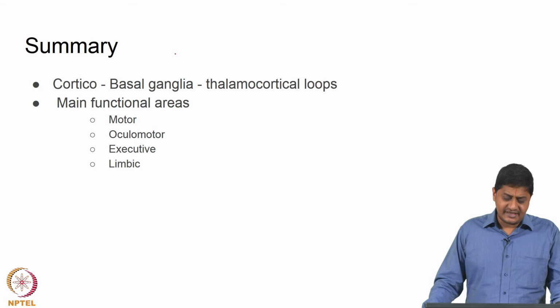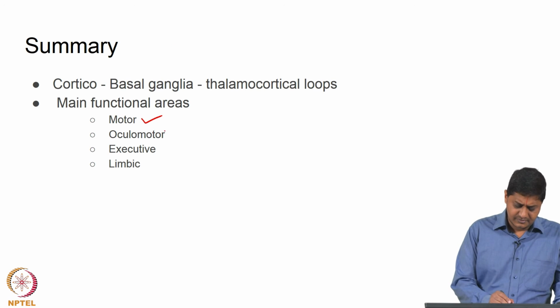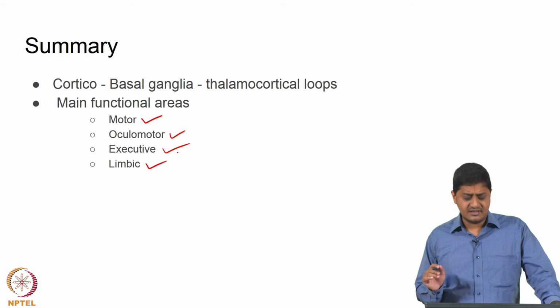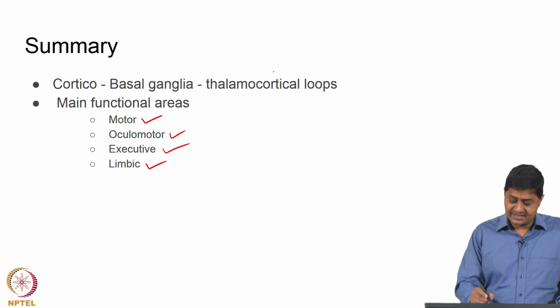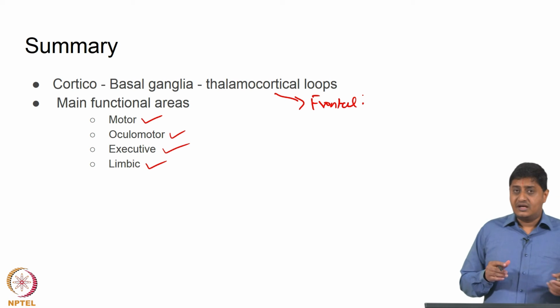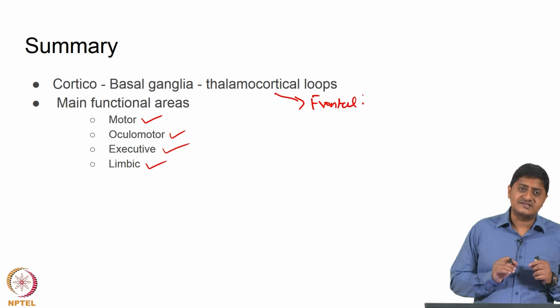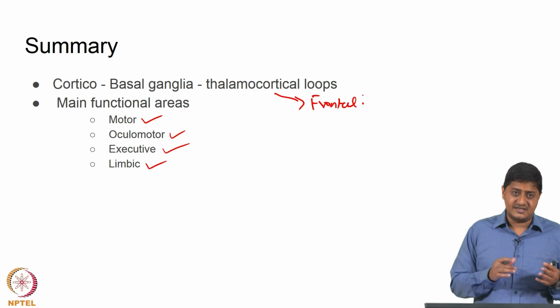The loops involving basal ganglia are essentially cortico, basal ganglia, thalamocortical loops, and there are 4 functional areas: motor or skeletomotor areas, oculomotor areas, executive or association, and limbic or emotional. An important point to note is that regardless of which part of the cortex the input to the basal ganglia comes from, the output of the basal ganglia always goes to the frontal cortex. Important to note that the basal ganglia or the striatum receives inputs from almost the entire cortex except the primary visual and primary auditory cortex, but the basal ganglia output is almost always restricted to the frontal areas in the cortex, right.